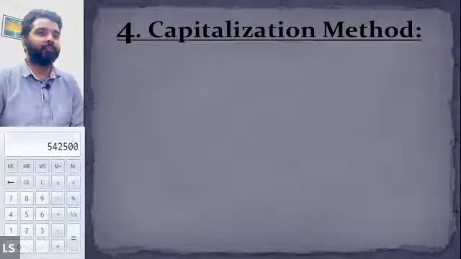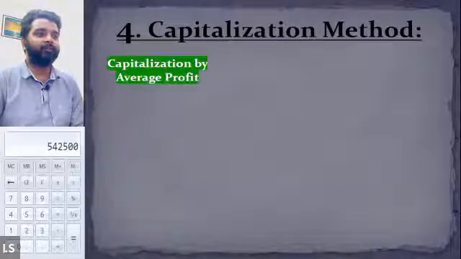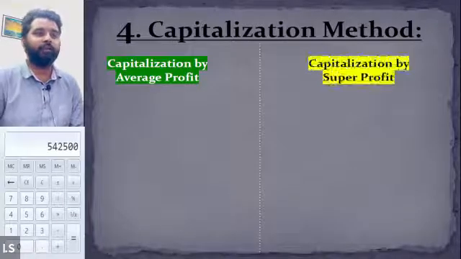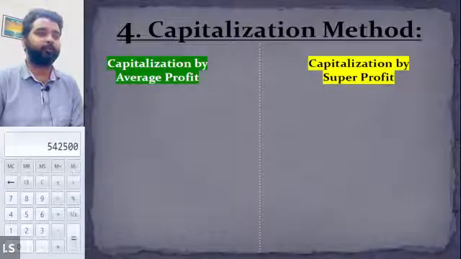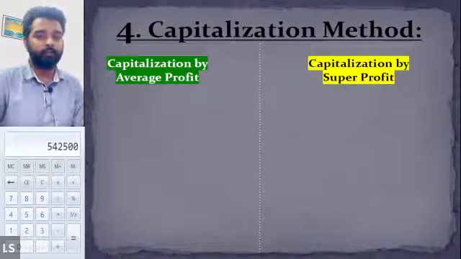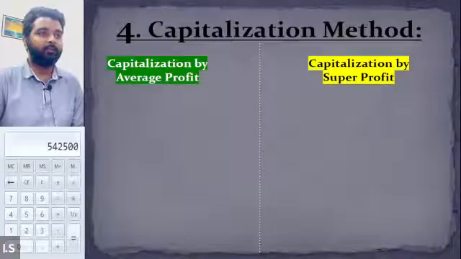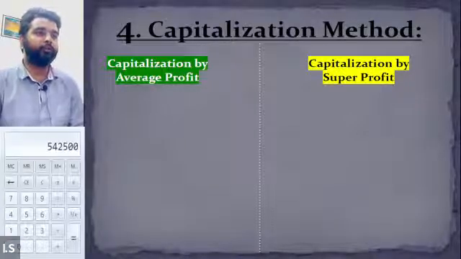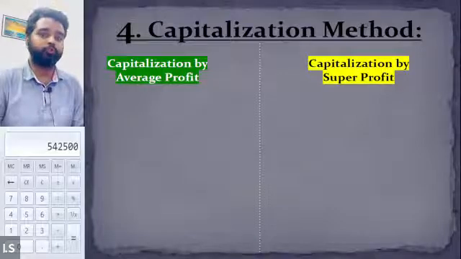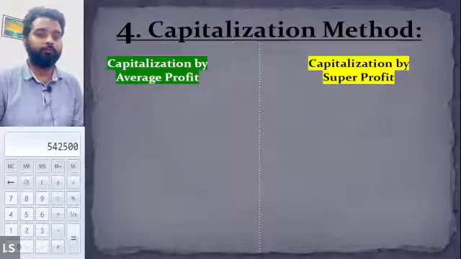See, capitalization method has been divided into two parts. There is capitalization by average profit method, and then we have capitalization of the super profit method. And since I've already told you, the entire topic of the valuation of goodwill is completely based on formula. So in order to find out the value of goodwill by the capitalization method also, we need to remember a few formulas.